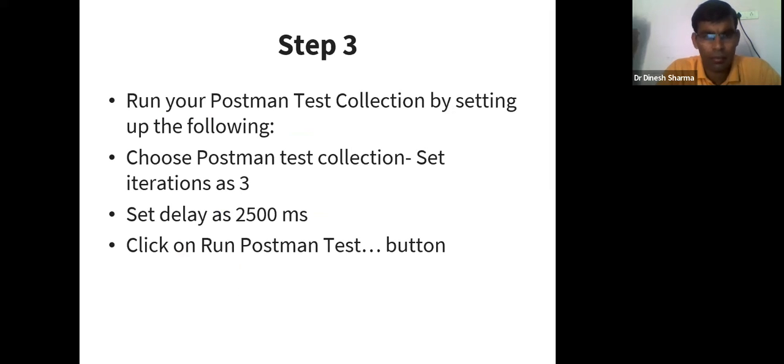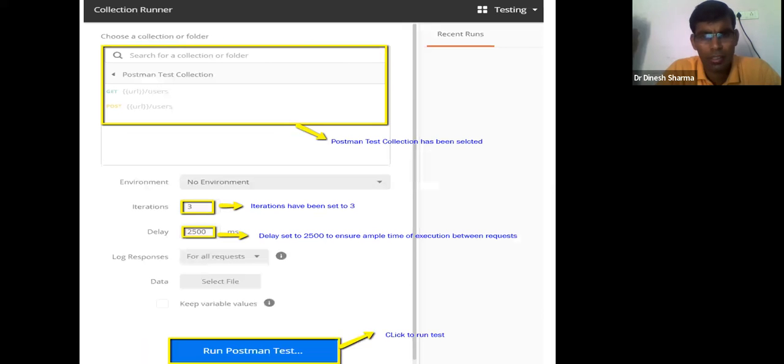So here we have selected the number of iterations as 3, set the delay to 2500 milliseconds, and we will run our collection.